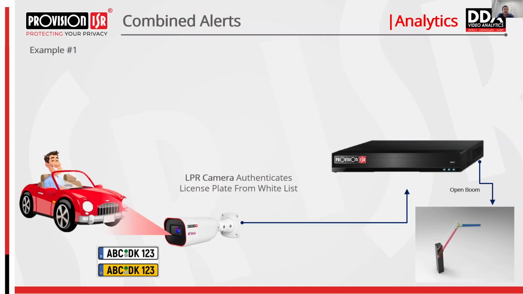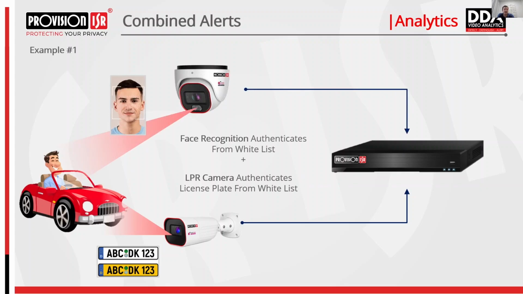We can set up a dual authentication scenario. First, the license plate must be recognized and verified against a predefined whitelist. Then, simultaneously, the driver's face must also be recognized and verified using face recognition, again based on a whitelist. Only when both the LPR and the face recognition are successfully matched at the same time will the system trigger the output, such as opening a boom gate or an automated barrier. So instead of relying on a single factor, you now have a multi-layered security check that dramatically improves access control, with reliability, security and convenience working hand in hand.